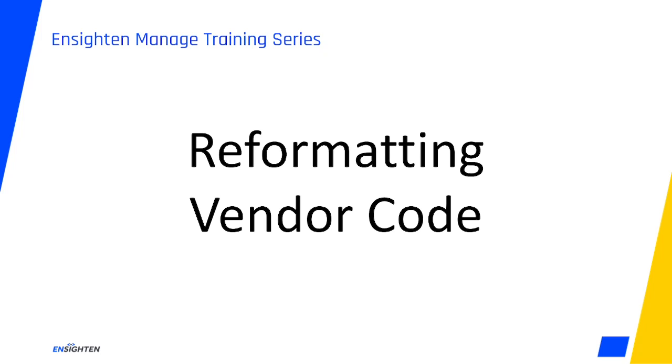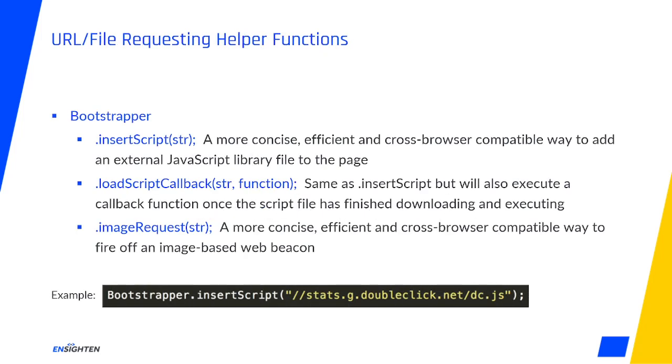This will be a quick look at how to read the code provided in your vendor's tag and extract from it the pieces relevant to you so that you can build a tag in an app. First, let's take a look at some helpful functions that you may need if you have to build a custom tag when reformatting the vendor's code. These all live in the Bootstrapper library, so they're already on your pages and you don't need any extra definitions.